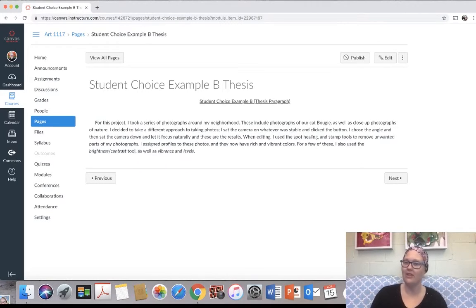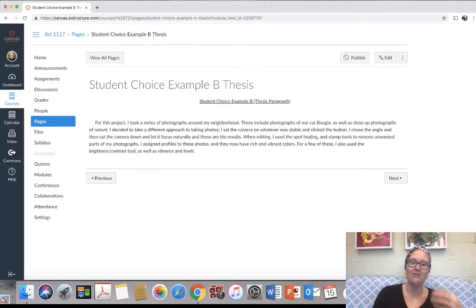I don't want you to feel like you have to copy these. So this is a different student that said, for this project, I took a series of photographs around my neighborhood. There you go again. They've told me specifically what their project is about. It says, these include photographs of our cat Bougie, as well as close-up photographs of nature. So this particular paragraph is shorter, and that's not the end of the world.